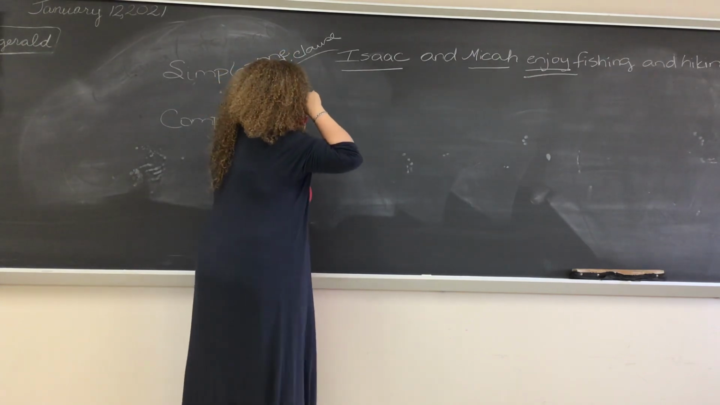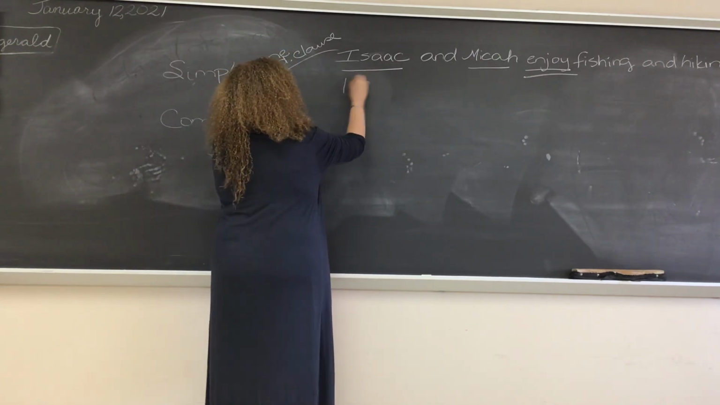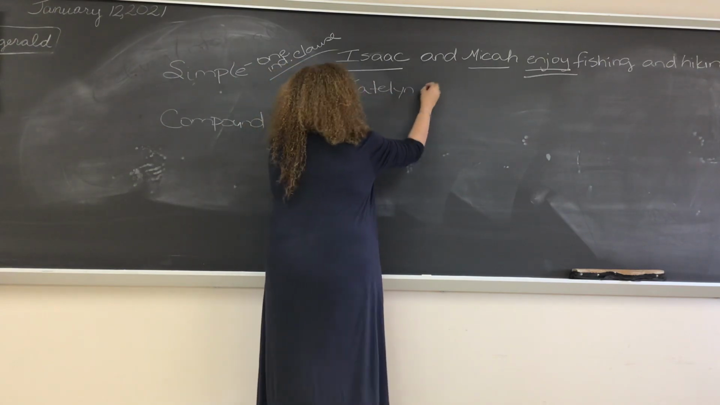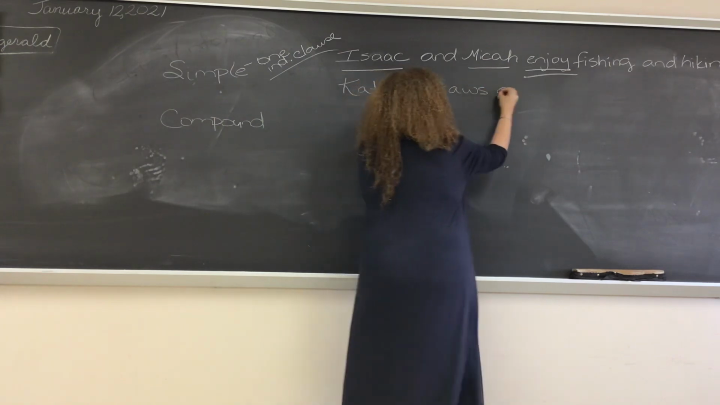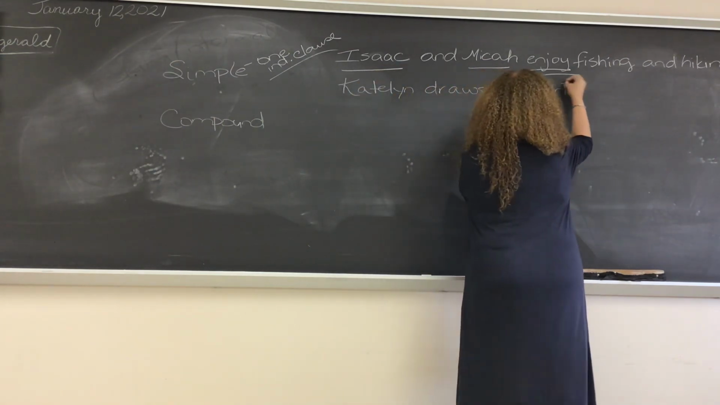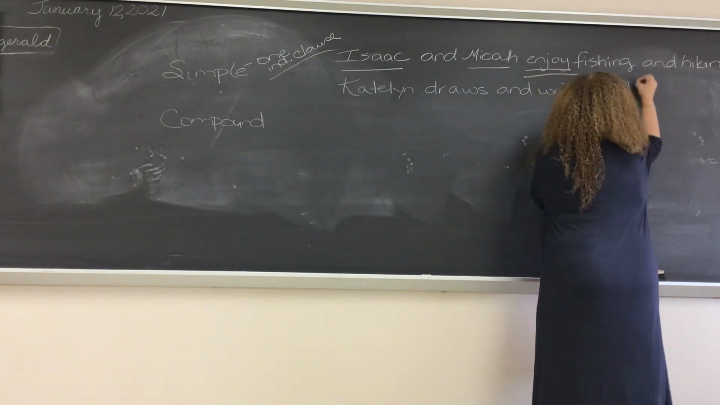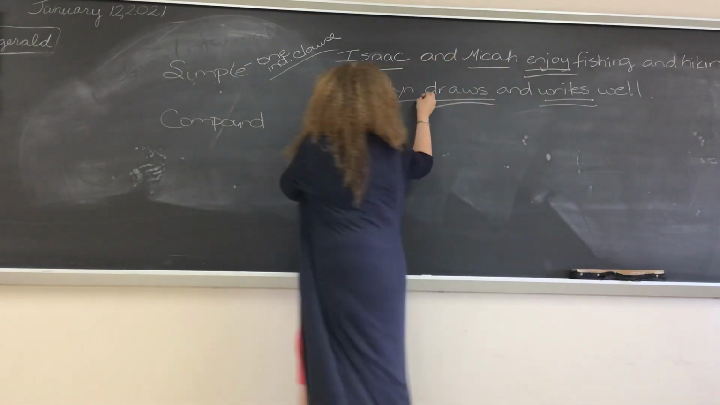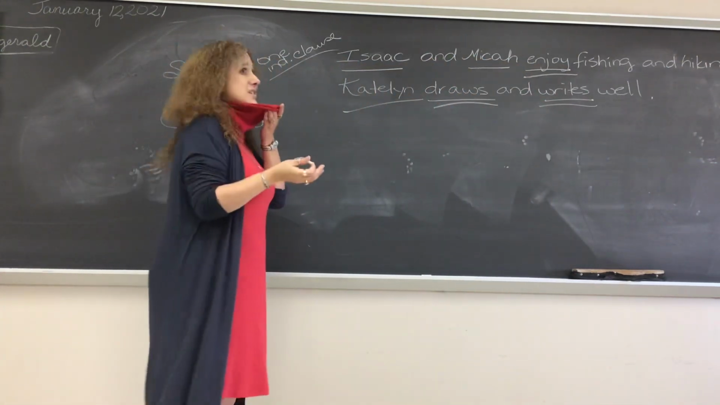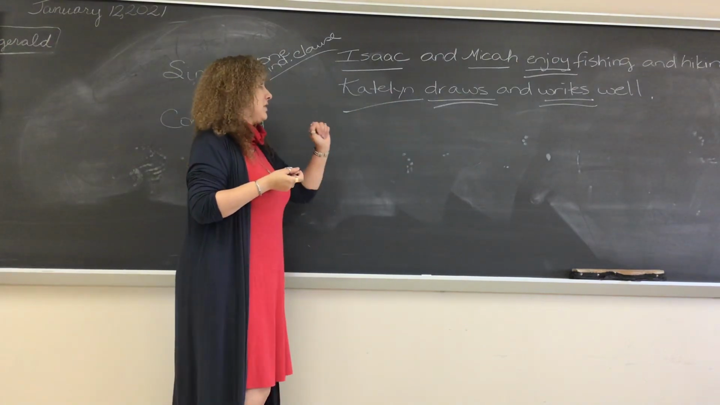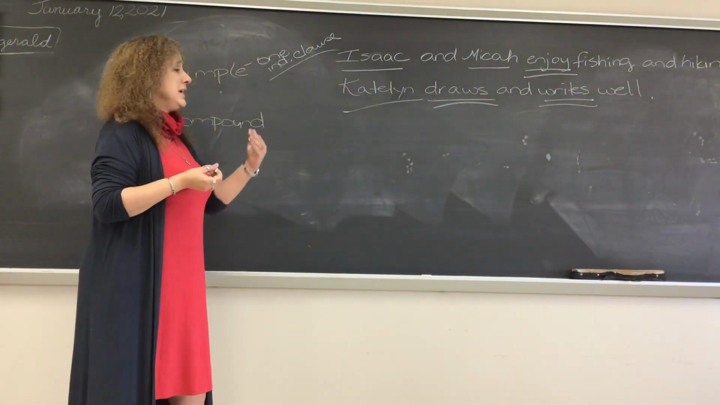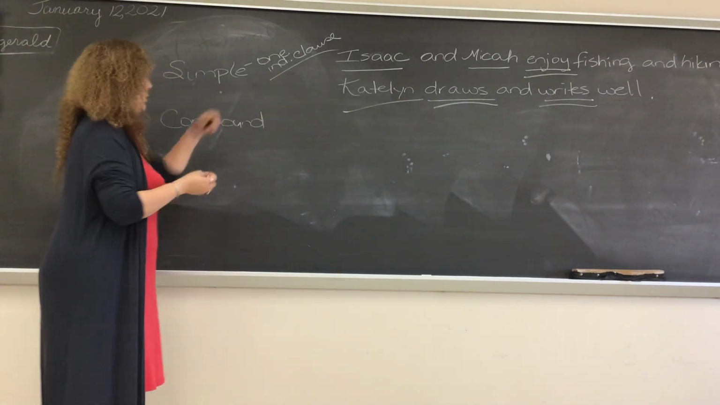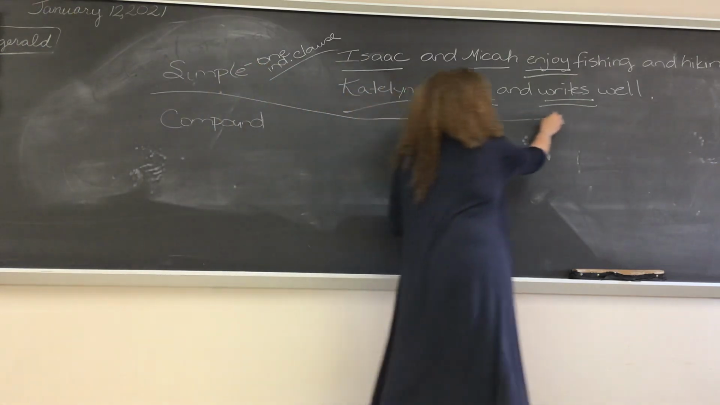Also, if I were to say, right? It's still a simple sentence. Yes, it's got two verbs, but they share the same subject. It's one independent clause, one complete idea, no dependent clauses. These are both examples of simple sentences.